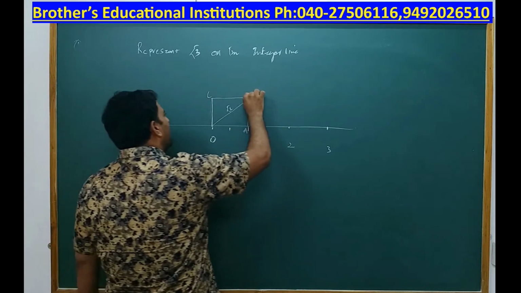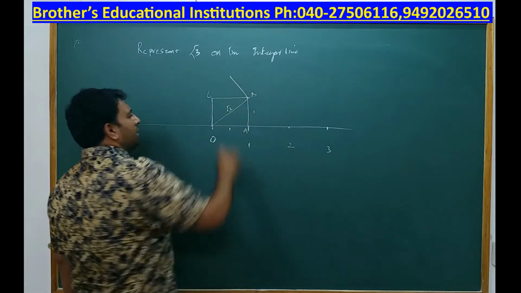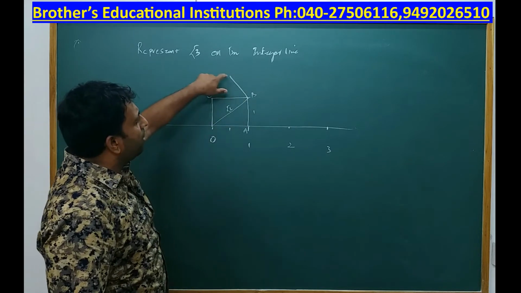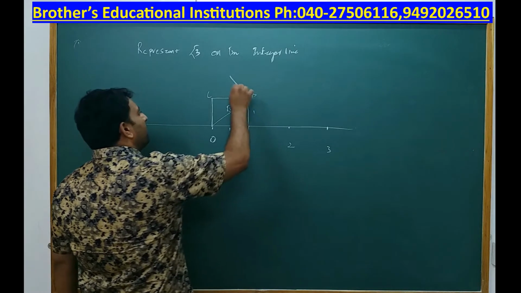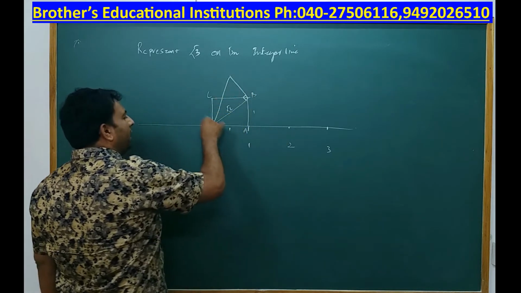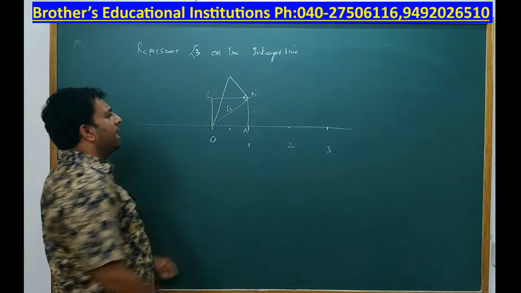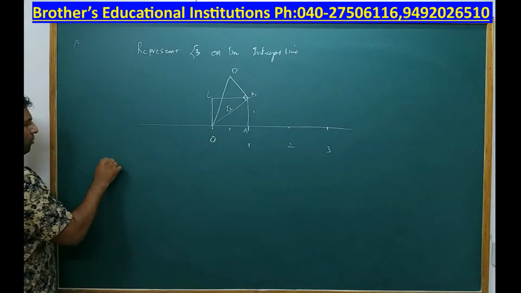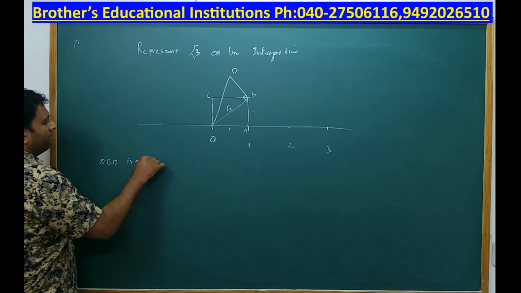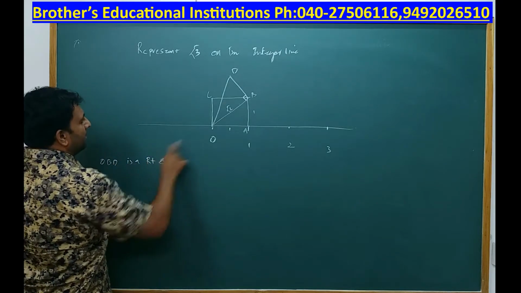Now at B, I will again draw 1 unit distance, but how? Perpendicular to OB. And if I join, let me call this OBD. If I join, I can see that OBD is what triangle? Is a right triangle.